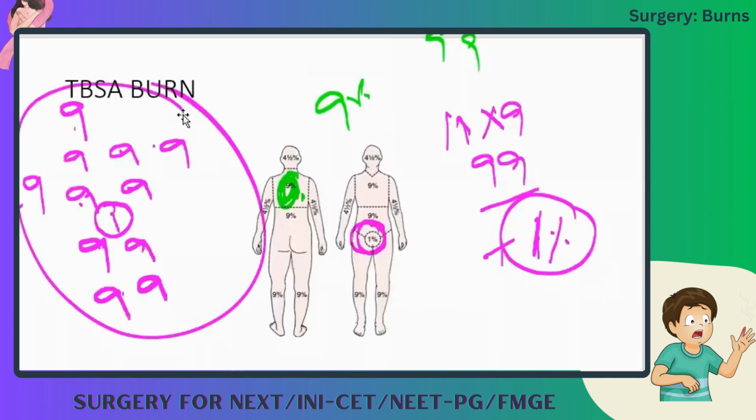If thorax is there, you have to put 9. If face is there, put 9. Okay? So the whole body is divided into 9 parts, and one part is the perineum. Okay, sir. Thank you.